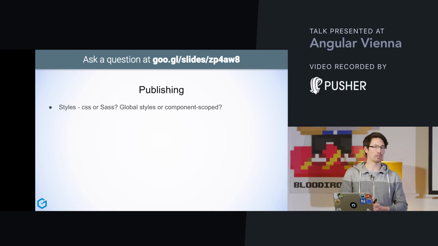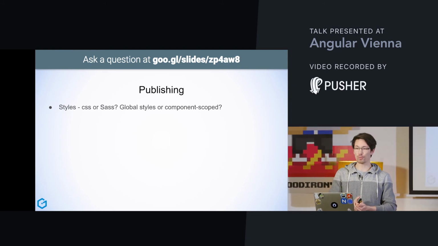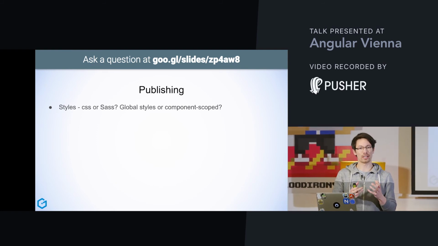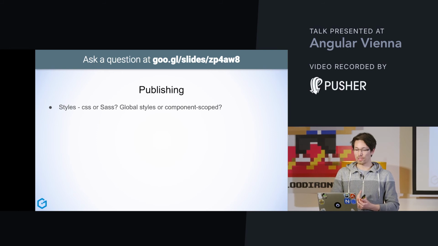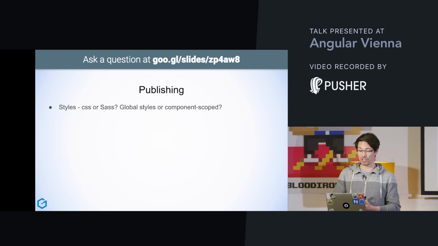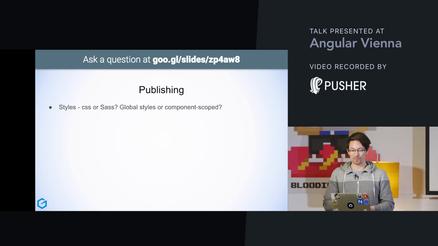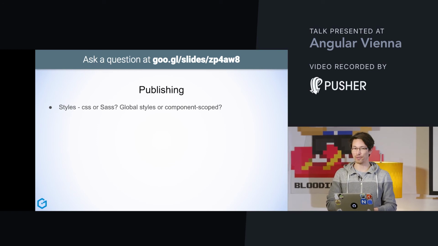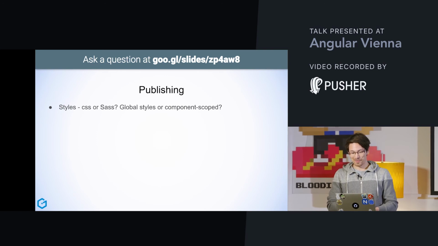Another thing is, should you use global styles or encapsulated styles? We use global styles, so we use view encapsulation strategy none. And as far as I can tell, that's the only sane way to do it for a library like this. And I checked with the Angular Material library and they do the same. So it must be right.